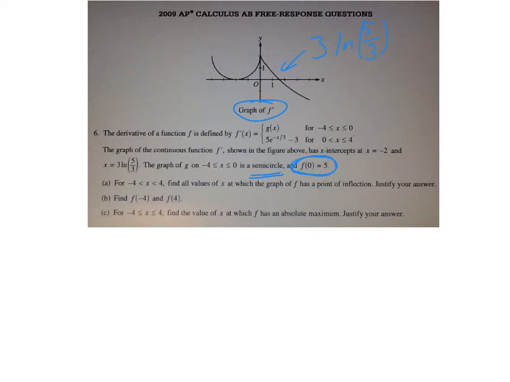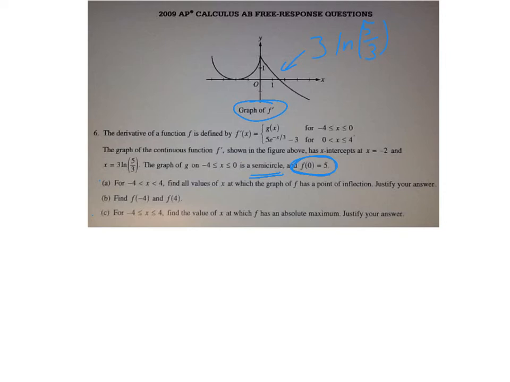So from all of that, we want to figure out all the values where we have a point of inflection. Part B, we want to figure out f of -4 and f of 4. And finally in part C, we're going to find where it has an absolute maximum. So actually A and C can almost be done together because it's going to involve the same thing.